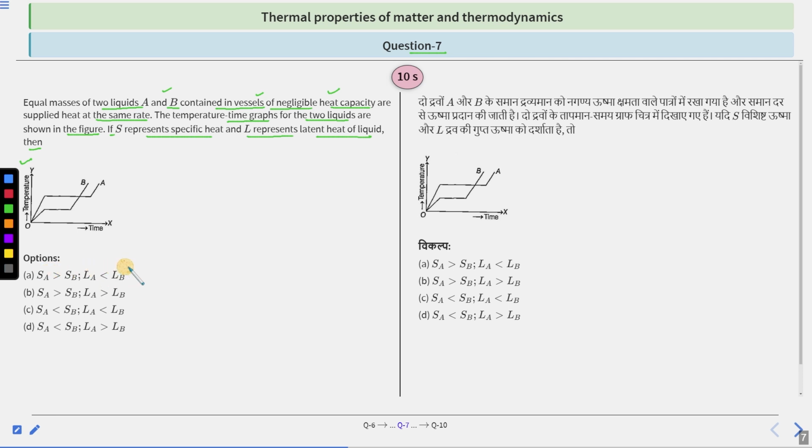Clear? So which option is correct? Option A, option B, option C or option D? You have 10 seconds to solve this question. After 10 seconds, we will provide the solution of this question.